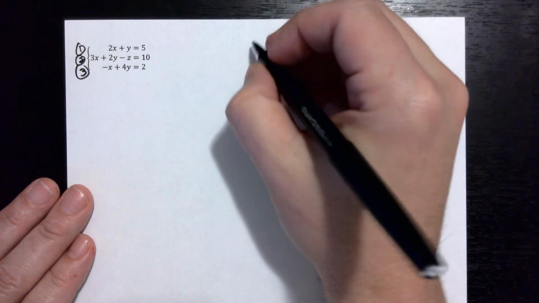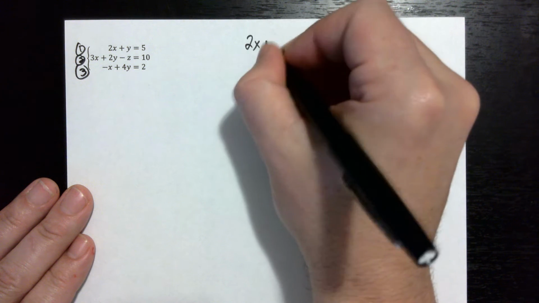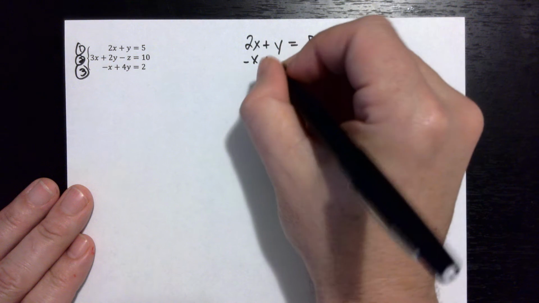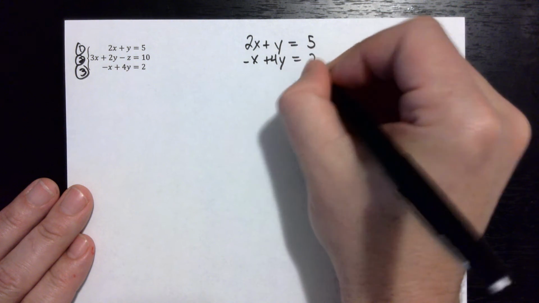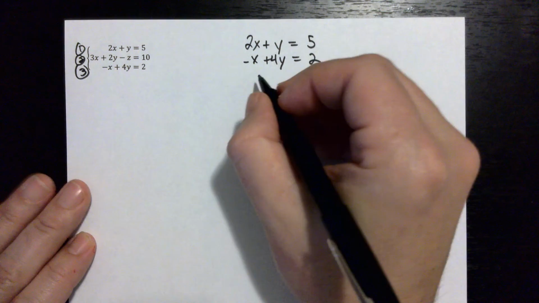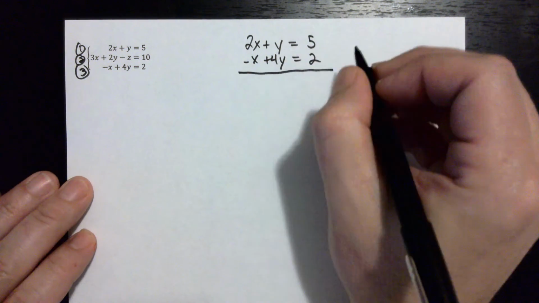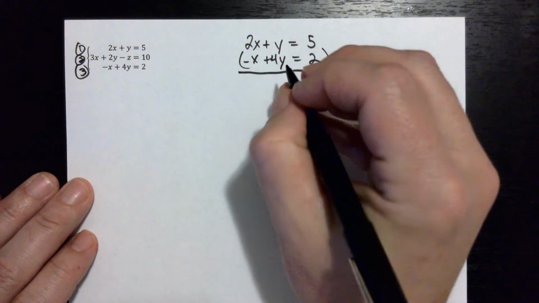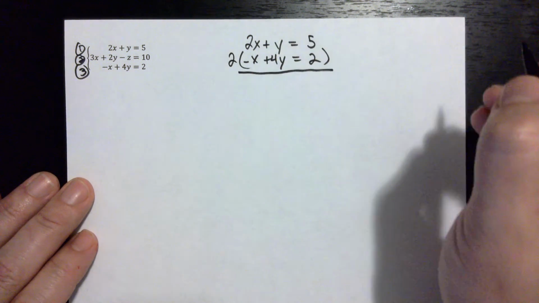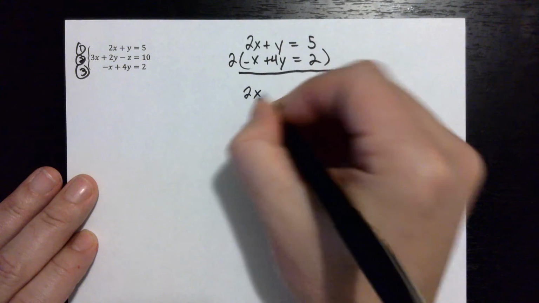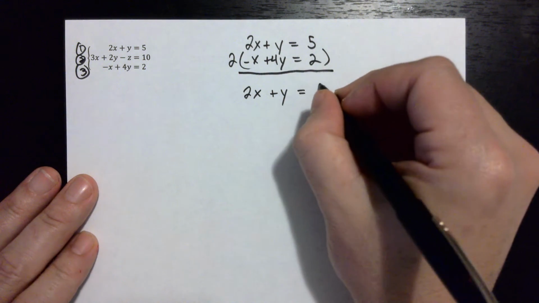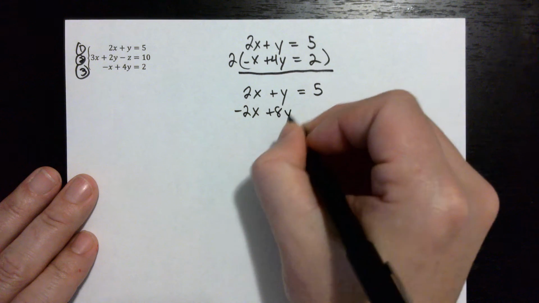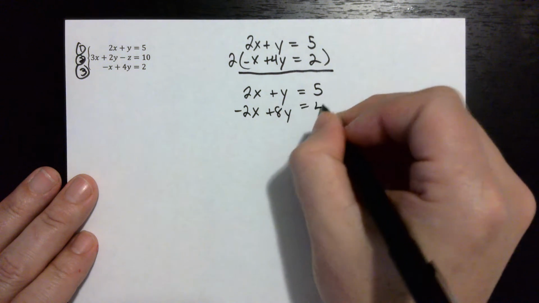I'm going to use 1 and 3, so I have 2x plus y equals 5, and I have negative x plus 4y equals 2. Okay, I'm going to use elimination. So I'm going to have to multiply this one by something that will be the opposite of the 2x. So I can multiply it by 2 because it's already negative. So the top one is still 2x plus y equals 5. The bottom one is negative 2x plus 8y equals 4.